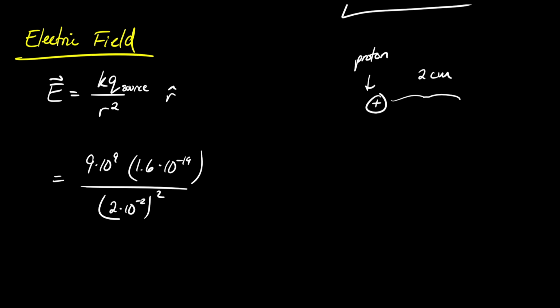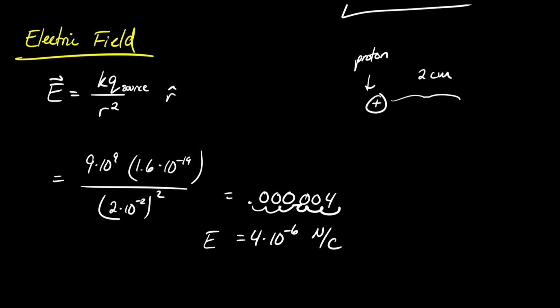Now I need to plug this in my calculator, being very careful about the parentheses when dividing. And I get that it is 0.000004, which is 4 times 10 to the negative 6th. And the units of electric field are newtons per coulomb. And it is directed to the right. By the way, I'll explain why this makes sense in a second.